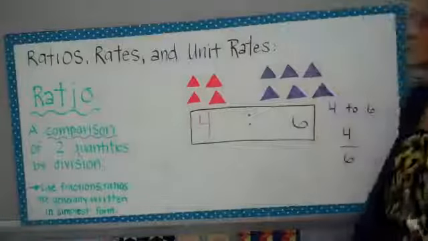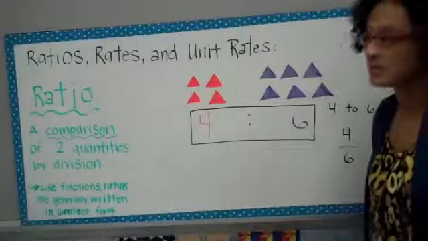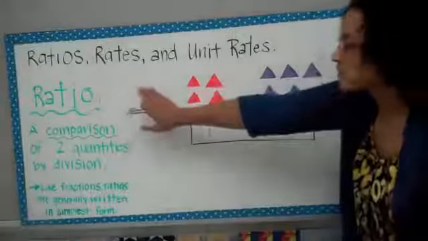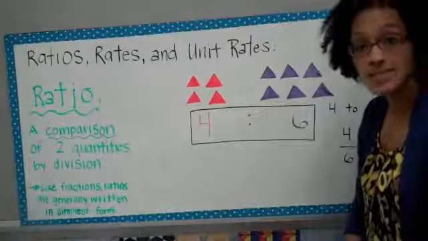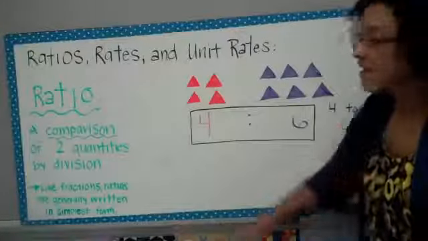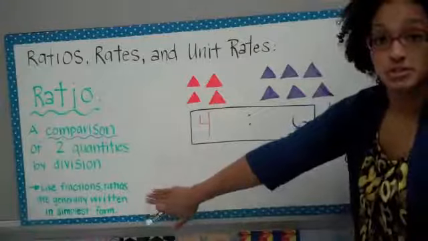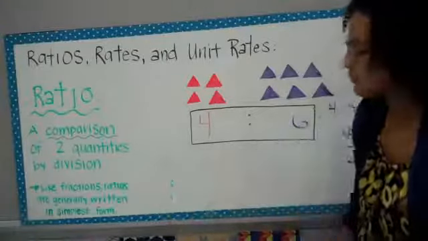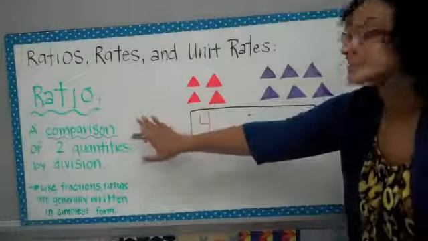In this video, we're going to talk about ratios, rates, and unit rates. Let's start with ratios. A ratio is a comparison of two quantities using division. And just like fractions, ratios are usually reduced so that they can be written in the simplest form. The key word about ratios is comparison.